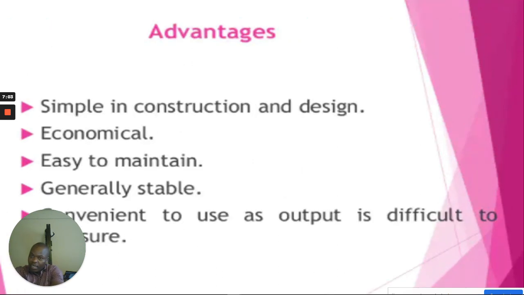So these open loop control systems have advantages and disadvantages. We start with the advantages. The first advantage is that since they don't have feedback, they are very simple in construction and design. They don't really entail much. Number two is that they are economical. They don't cost much. It is easy to maintain because of the simplicity of the machine. They are generally stable because there are not too many considerations. They are convenient to use as output is difficult to measure.